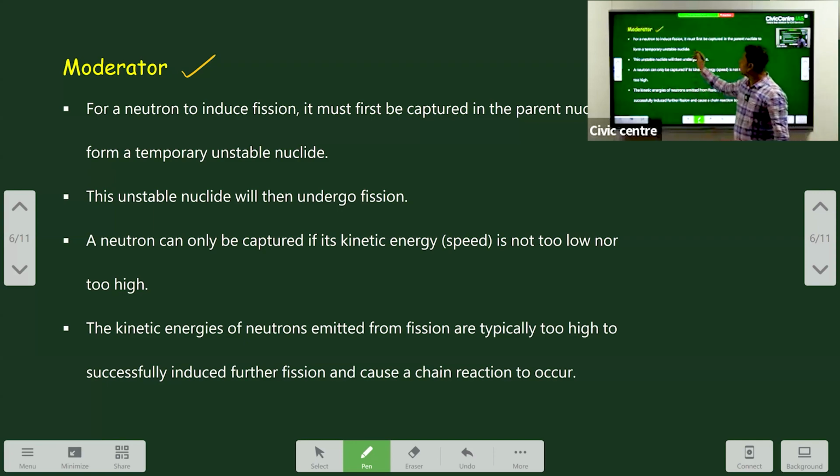So for a neutron to induce fission, it must first be captured in the parent nuclide to form a temporary unstable nuclide, because this temporary unstable nuclide is going to undergo the fission.